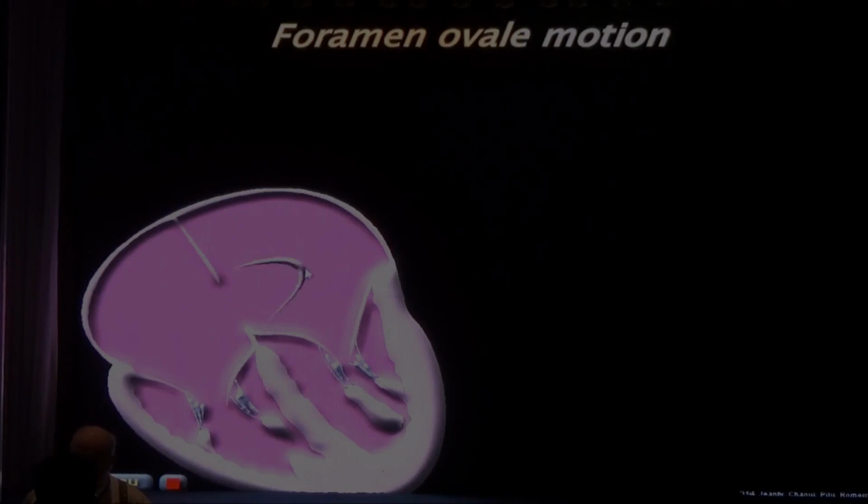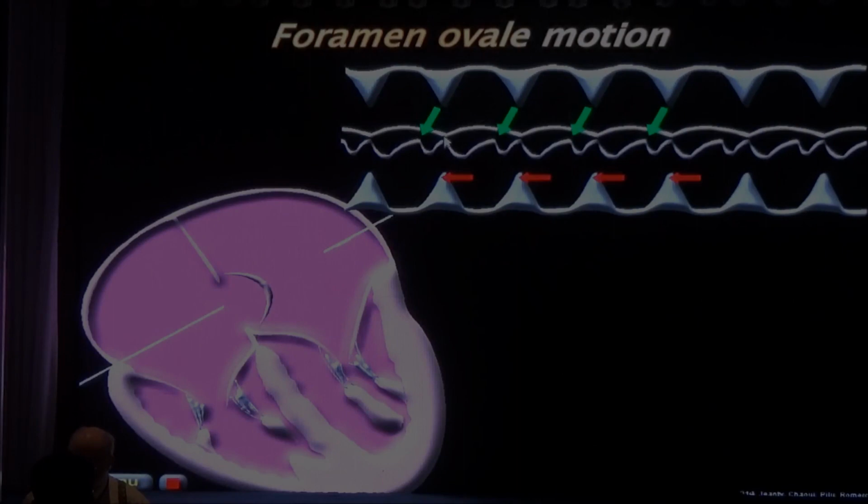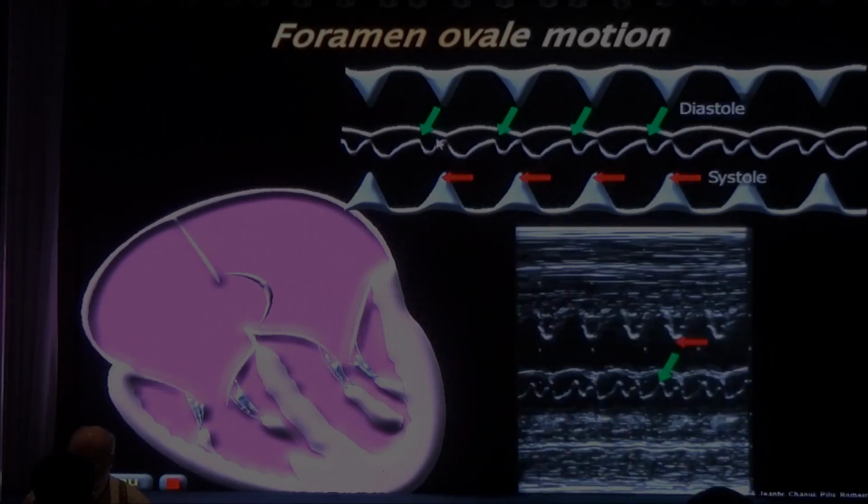If you look at the motion of the foramen ovale, it has a double excursion. You have one excursion during systole, and then you have another excursion during the atrial contraction. So you have to see this double motion of the foramen ovale flap, and if you see only one single motion, think the baby has an atrial septal aneurysm.